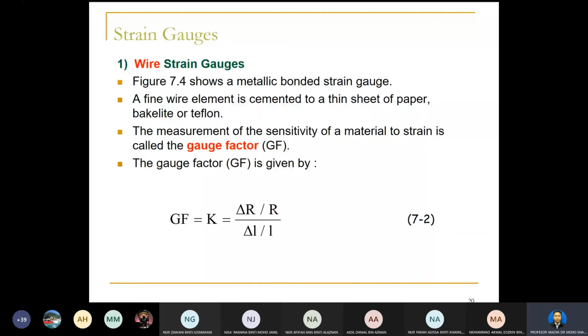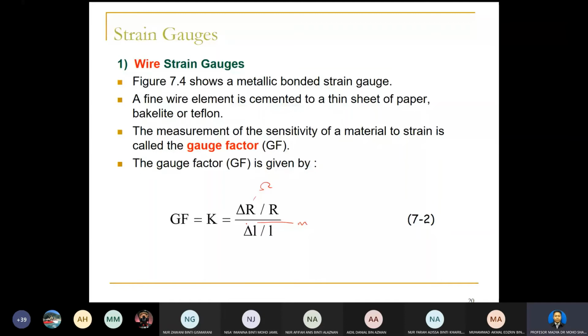What is R? R is the initial resistance without strain. Delta R is the change in the initial resistance, in ohms. Delta L is the change in length, in meters. And L is the initial length in meters without strain. So this is the formula to calculate the gauge factor.